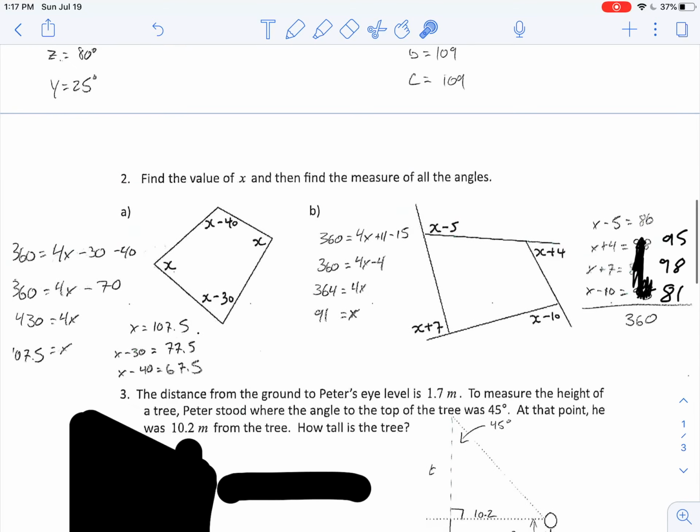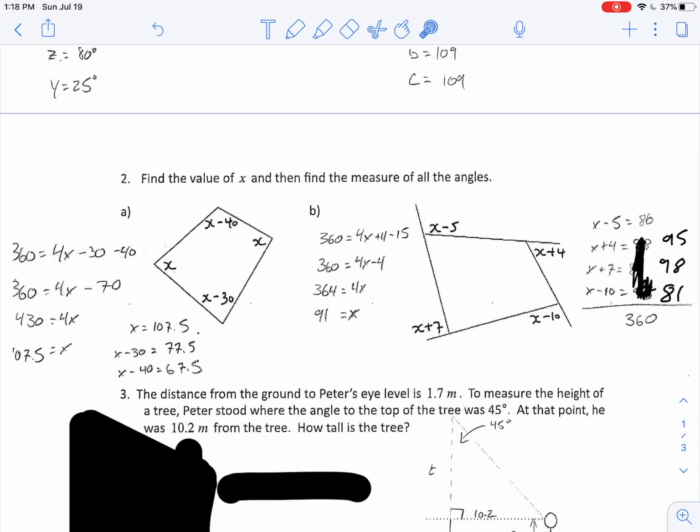For question number 2, now we're going to be using some algebra in order to find the value of an unknown and then find the angle measure. So you'll notice that for 2a, we have a quadrilateral. All angles inside the quadrilateral equal 360. So 360 is equal to this plus this plus this plus that. So how many x's do I have? 1, 2, 3, 4. 4x.